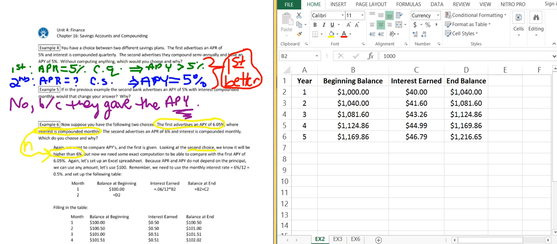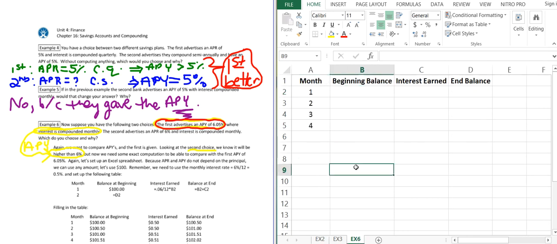Maybe it's going to be just 6.01%, maybe it'll be 6.1%. But I know it's a little higher, but I don't know how much higher, and so I won't know how that's going to compare with this first bank's APY, right? The first bank's APY is 6.05%. The second APY is going to be a little higher than 6%, but I don't know how much higher. So this is a time when I actually have to do some work to figure out what the APY of the second account is. So that's what we're going to do here.